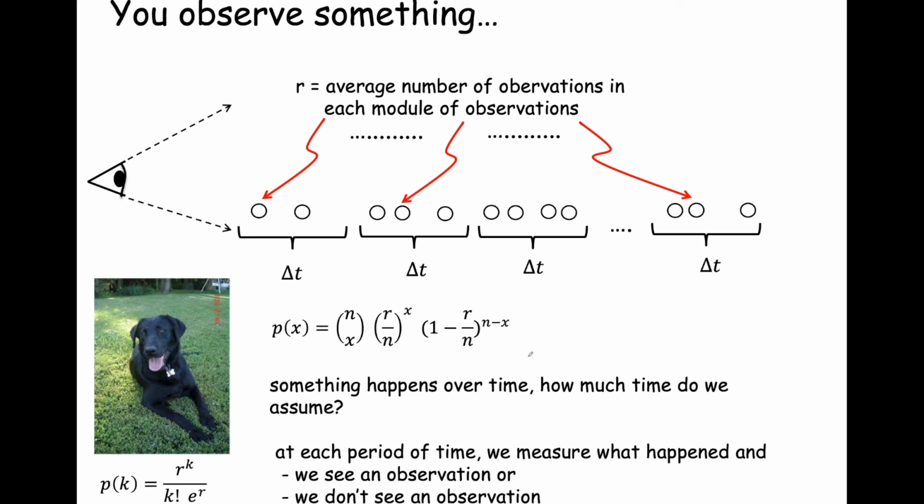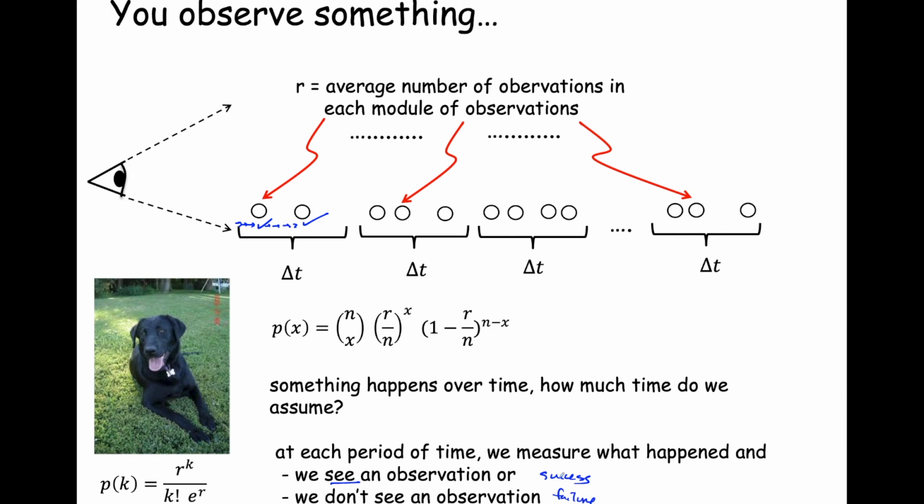Well, at every single period of time. So at this first period of time, did we see a success? Yes or no? Success? Yes or no? Success? Yes. Success? No. No. No. No. Yes. And so at every single possible period of time, we measure what happens. And either we see an observation, that's a success, or we don't see an observation, that is a failure.